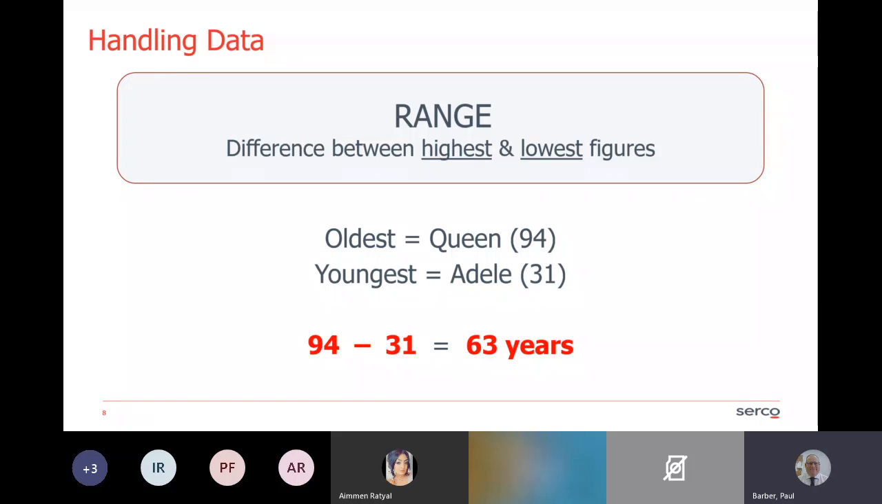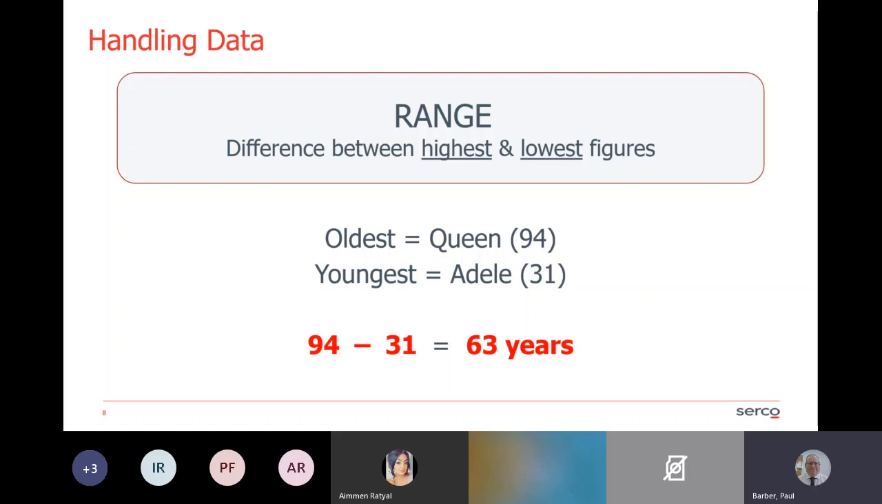So when you're looking at range, if you needed to compare numbers, here we've got a range of 63 years, which out of 8 people is quite a big spread. If we didn't have the Queen and everybody was in their 30s, our range might only be 6 years. And obviously a smaller range means a smaller spread of people. To work out the range, you do highest number, take away lowest. But what it shows you is the spread of the figures, how spread out the figures are along a line.